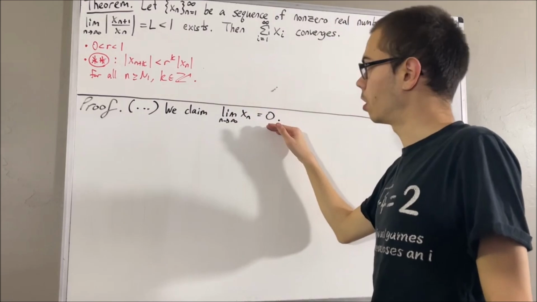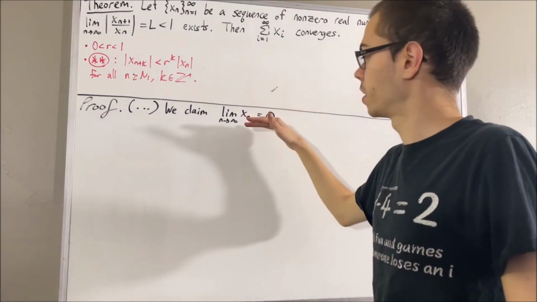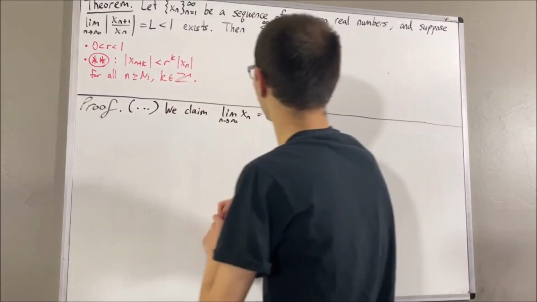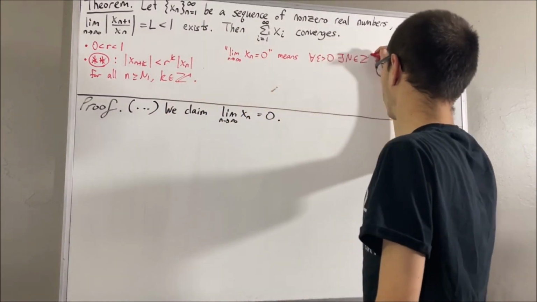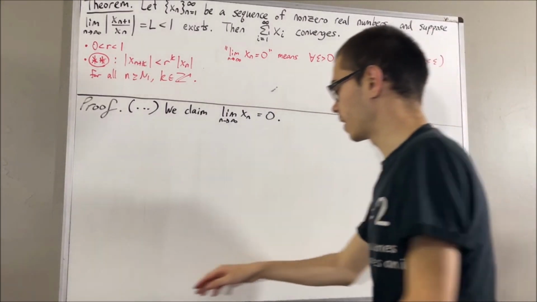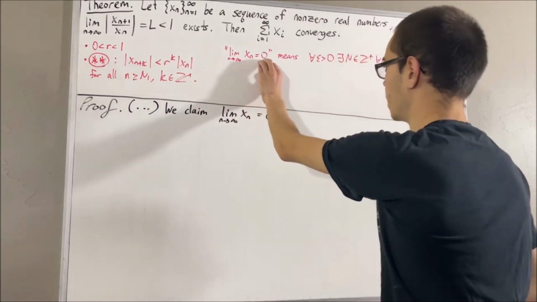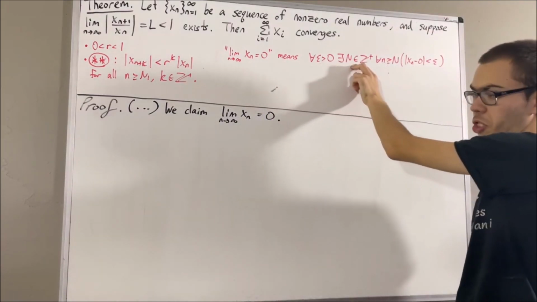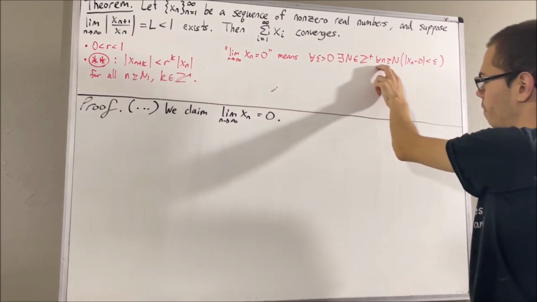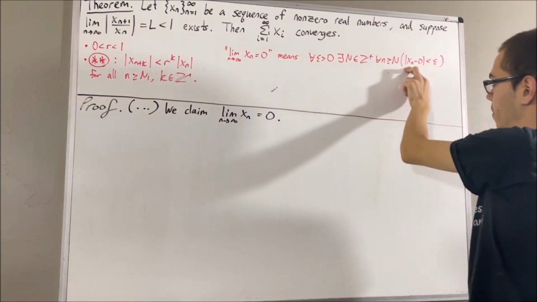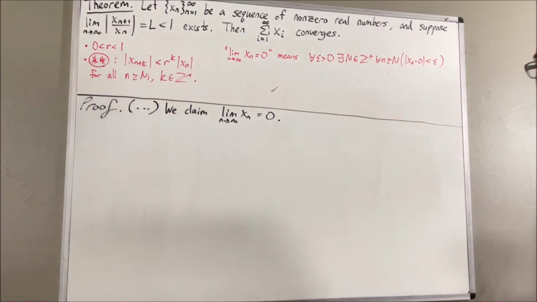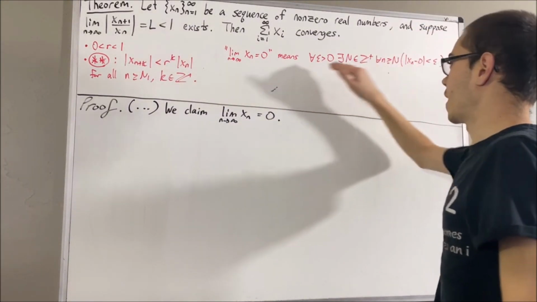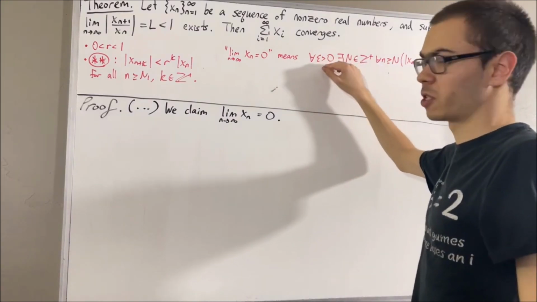How do we prove this? Well, let's go back to the definition of convergence. By definition of the limit of a sequence, this means the following. To say that the limit of the sequence equals 0 means for every epsilon greater than 0, there exists a positive integer capital N, such that for all n greater than or equal to capital N, the absolute value of x_n minus 0 is less than epsilon. So, since we're trying to prove a statement about every epsilon greater than 0, let's give ourselves an arbitrary epsilon greater than 0.